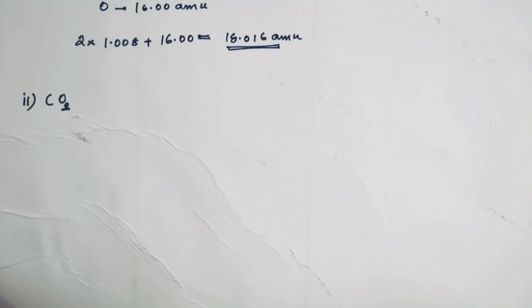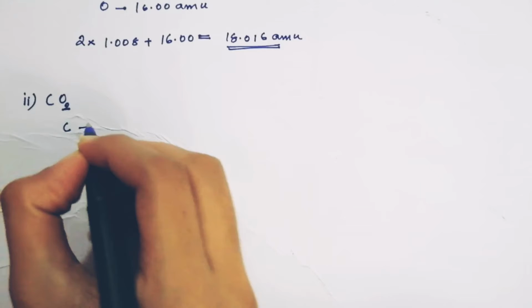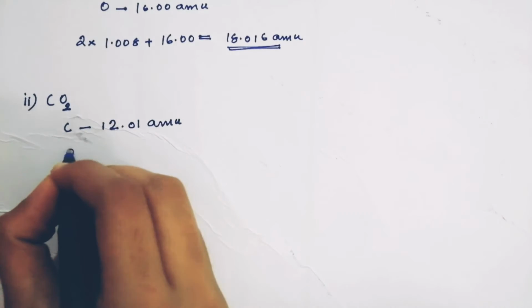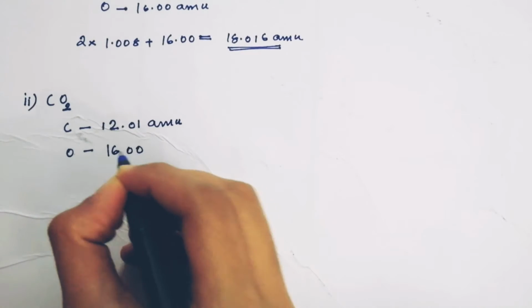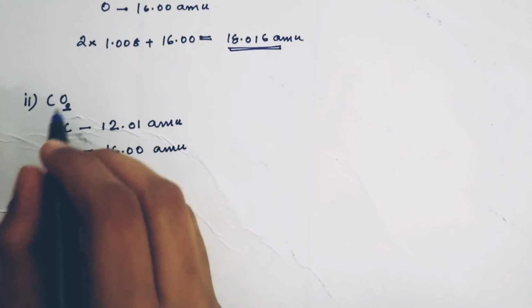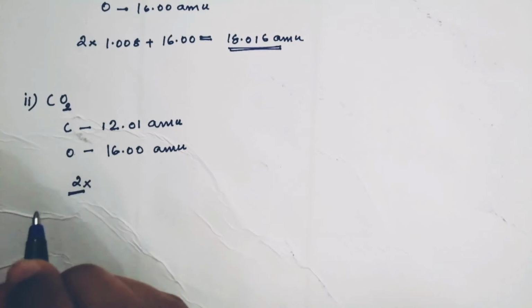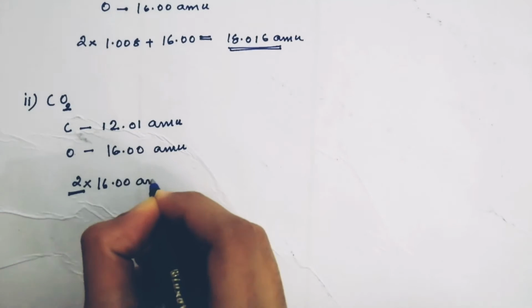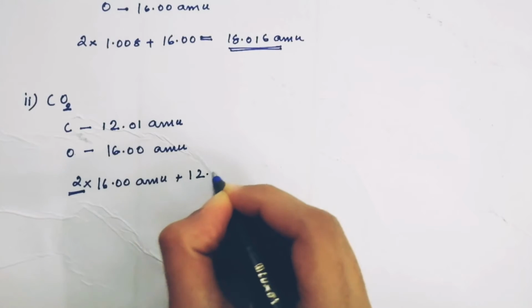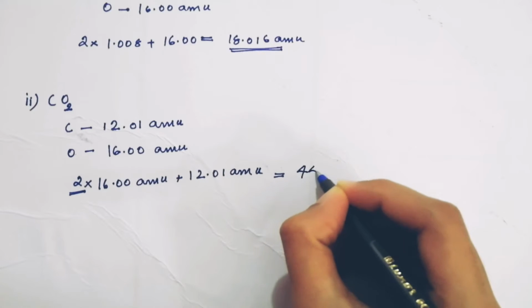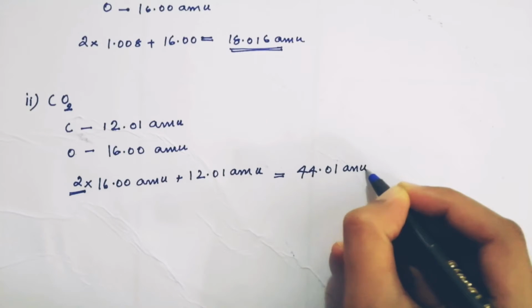Now, the next question is CO2. We have the atomic mass of carbon to be 12.01 AMU and oxygen 16.00 AMU. To find the molecular mass, as we have done earlier, we have to multiply for 2 atoms of oxygen. So we have 2 into 16.00 AMU plus 12.01 AMU, which is giving us a total of 44.01 AMU.